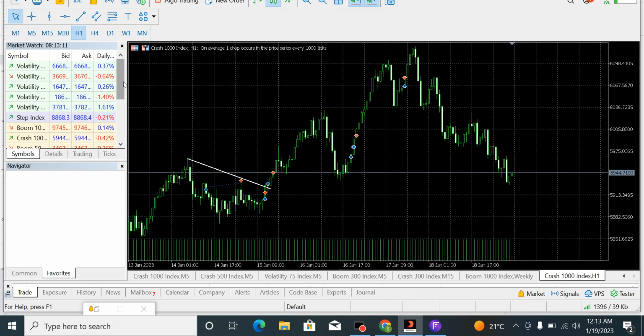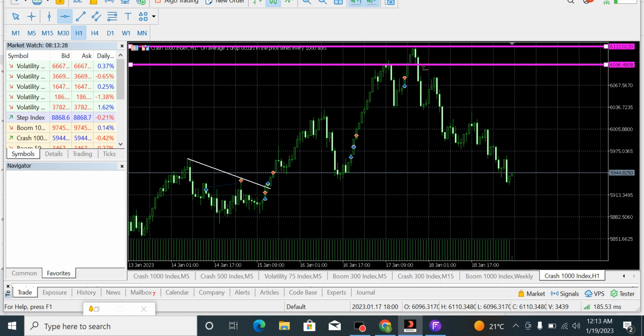This is Crash 1000, and of course I'm going to be analyzing from the 1 hour time frame. Just the way you have seen it right from here, here is a resistance zone. Like I said, your resistance zone is always important. So right here is a resistance zone, and it has not been able to break out from there. Then you should know that this will go into crash, to keep on spiking or crashing down right from here.